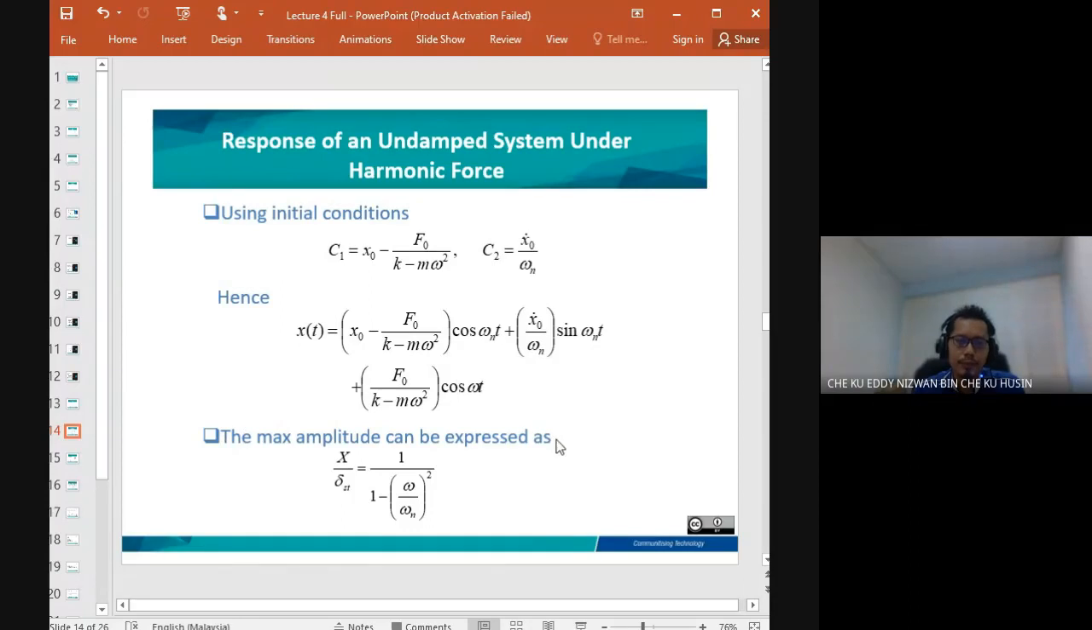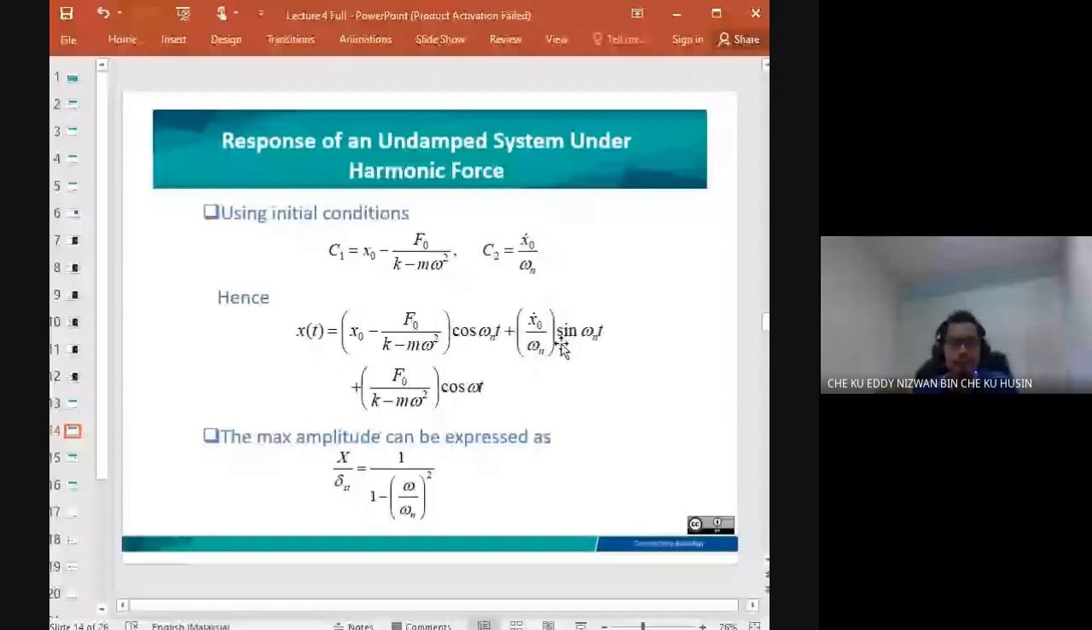The max amplitude. So I think this one is the same, to the x value. It's not x over static deflection. This equation you have to move to the other side. Okay, so we go to the last part there.